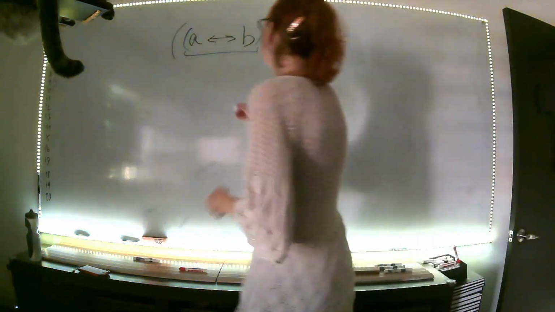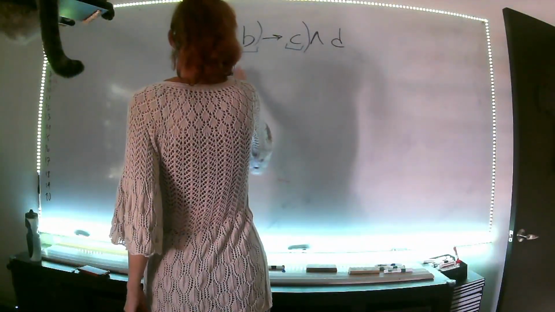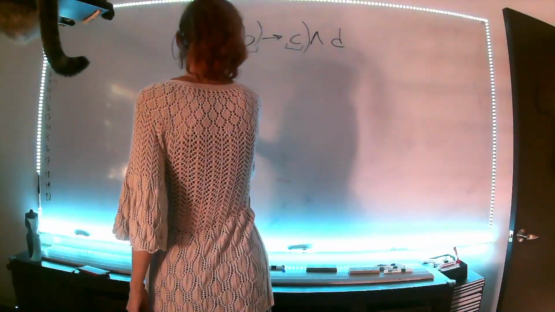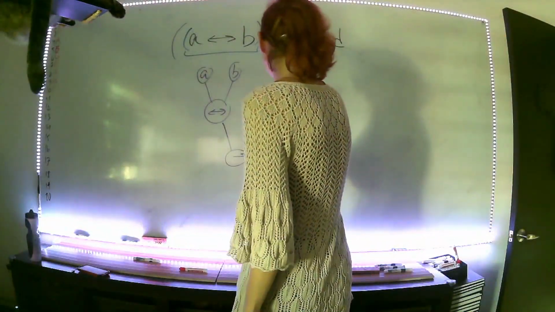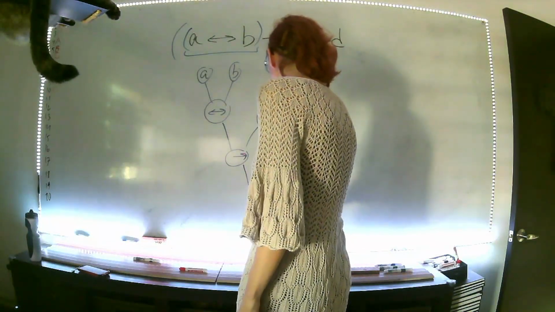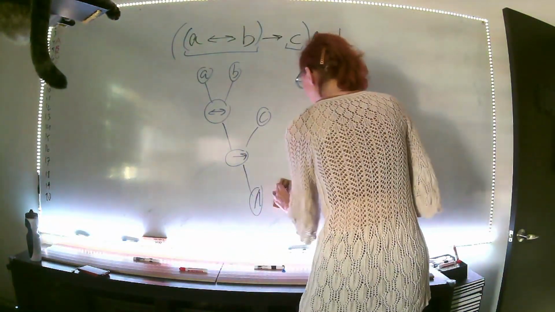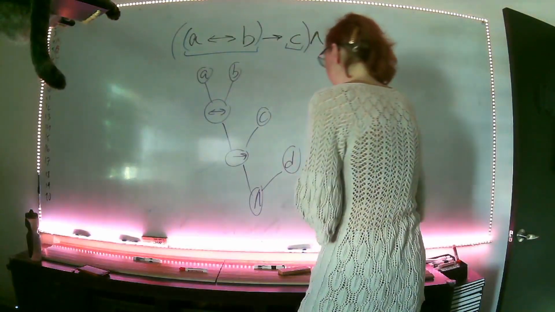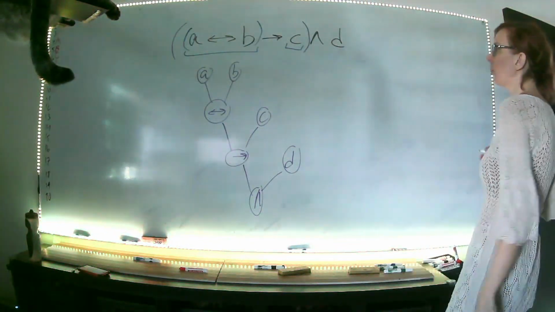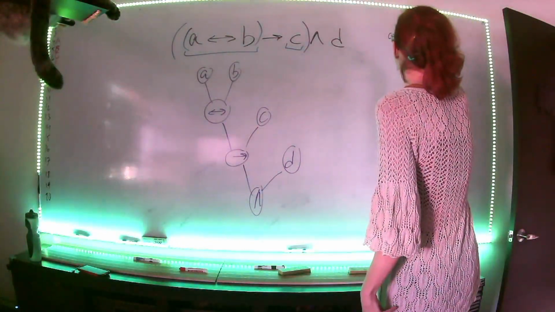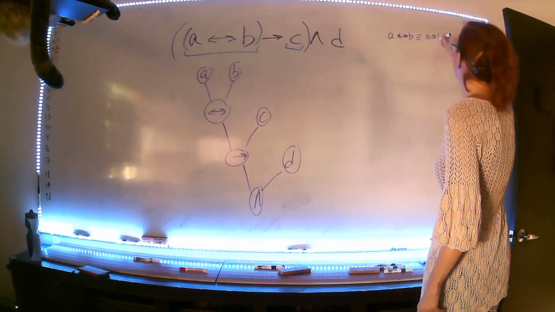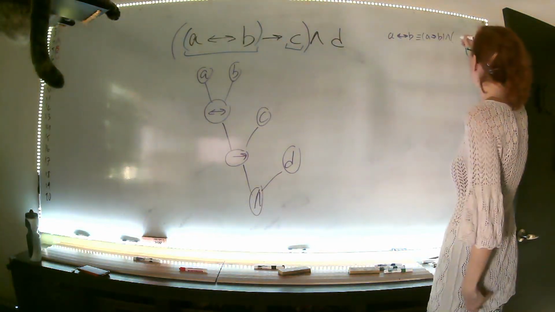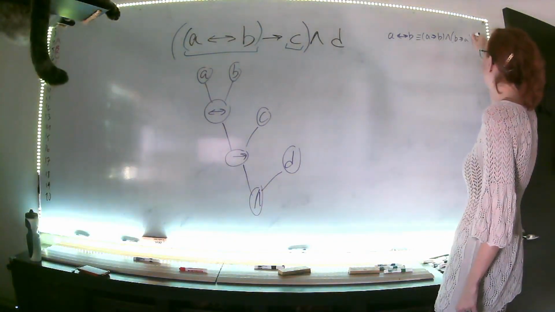So what does it look like in a drawing? I have an A and a B. They will together enter the equivalence. The result of that will enter the implication with the C, and the result of that will enter the AND with the D. So now what's an equivalence? A equivalent B means A implies B at the same time, or let's say an AND, as B implies A.